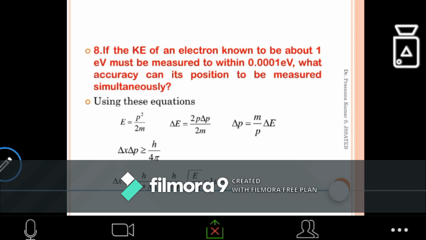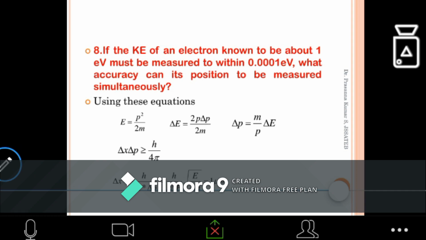In place of delta P, you substitute this m by P into delta E. So, if you rearrange, you will get the expression, delta x is equal to h by pi into delta E within the root E by 4m. You try. So it can be simplified, delta x can be simplified to h by pi into delta E, and within the roots E by 4m.